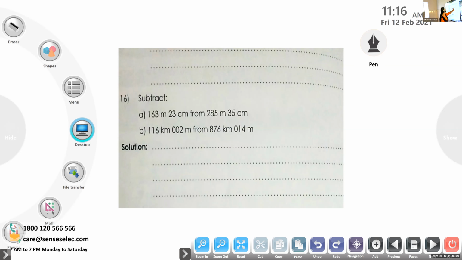We have already done the subtraction in many classes. This year also we have done. So it is just normal subtraction. Only you have to keep in mind one thing. Here the question is: subtract 163 meter 23 centimeter from 285 meter.